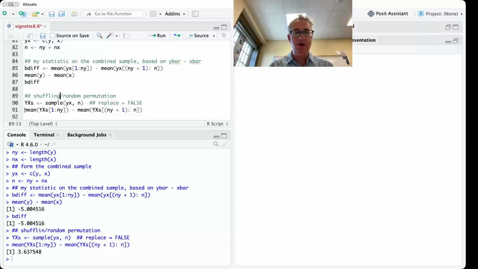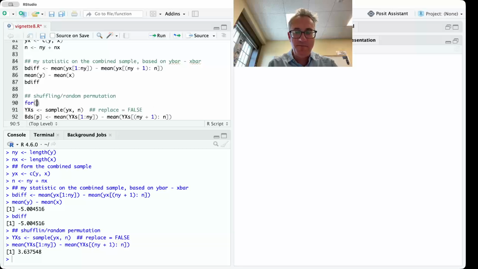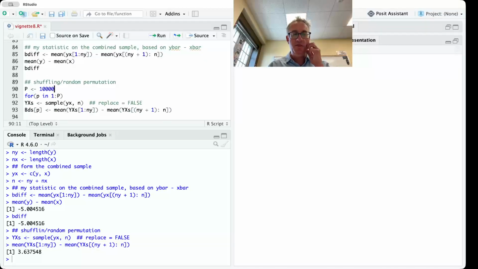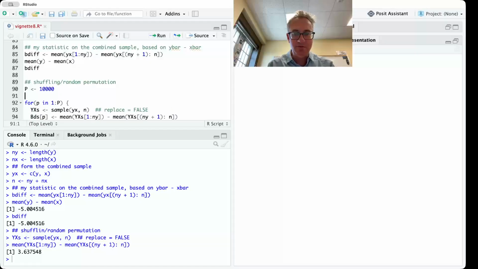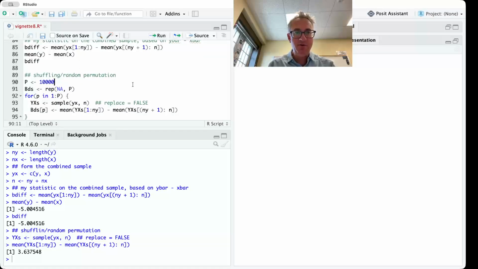So I have to do this a lot of times. I have to save this in some vector, BDS. I'm just going to call it P because I'm going to do for P in 1 to capital P, for the number of permutations. So I'm going to do 10,000 random permutations. Got the random permutation. I'm saving it. I better make some space. Okay, so I think that'll do it.